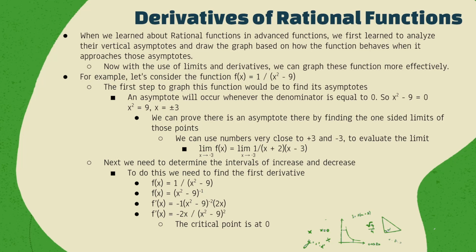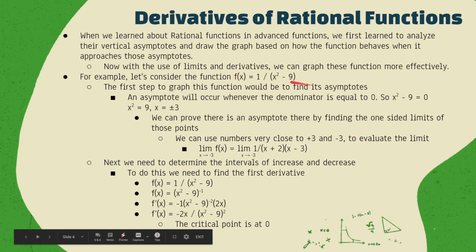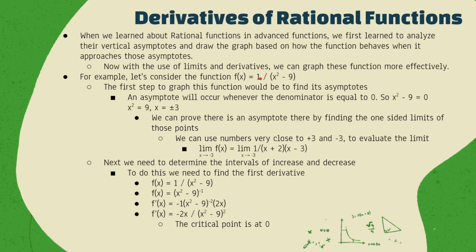So for example, let's consider this function here. This is a very simple function that we would have seen in advanced functions, so we should have no problems graphing it in the old way. However, since we're trying to learn new concepts, we should also learn how to graph it in our new way. The first step, like we did in advanced functions, would be to find its asymptotes. We could either have a horizontal asymptote with a vertical asymptote, or an oblique asymptote with a vertical asymptote, right?